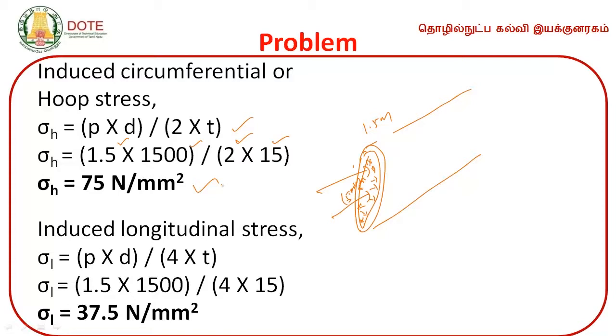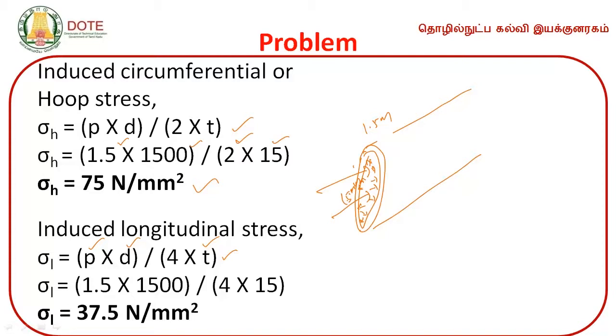And similarly, the longitudinal stress induced in the cylindrical shell can be calculated. The induced longitudinal stress in the cylinder is calculated using the formula sigma L is equal to P into D divided by 4 into T, where P is the pressure induced, D is the diameter of the pipe and T is the thickness of the pipe.